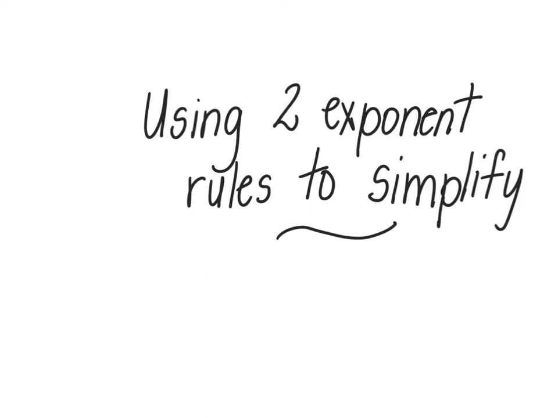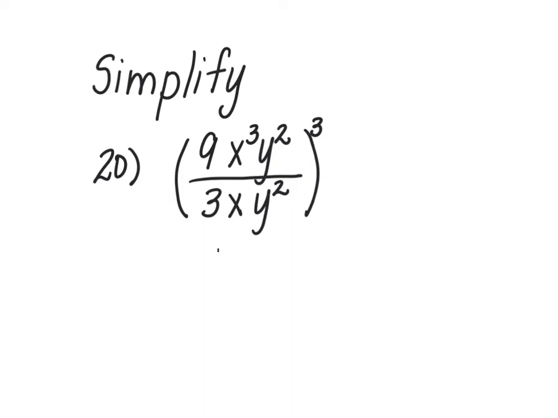In this video, we are going to be looking at using two exponent rules to simplify an expression. Number 20 asks us to simplify 9x cubed y to the second divided by 3xy squared, all raised to the third power. One thing you can do for this problem is work on the inside, clean it up, and then use the power rule to get rid of the 3. Or you can get rid of the power of 3 first and then clean it up by simplifying it.